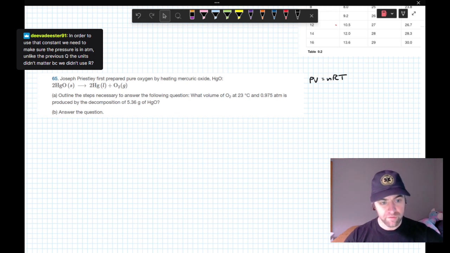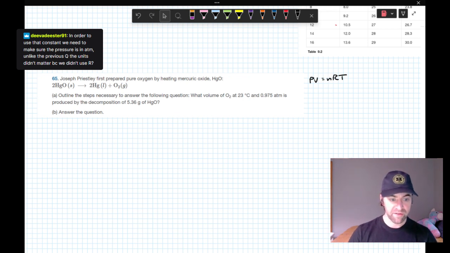Joseph Priestley first prepared pure oxygen by heating mercuric oxide, HgO, and we're given this balanced equation. Part A, outline the steps necessary to answer the following question. What volume of oxygen at 23 degrees Celsius and 0.975 atmosphere is produced by the decomposition of 5.36 grams of mercury oxide? We've got our gas law.